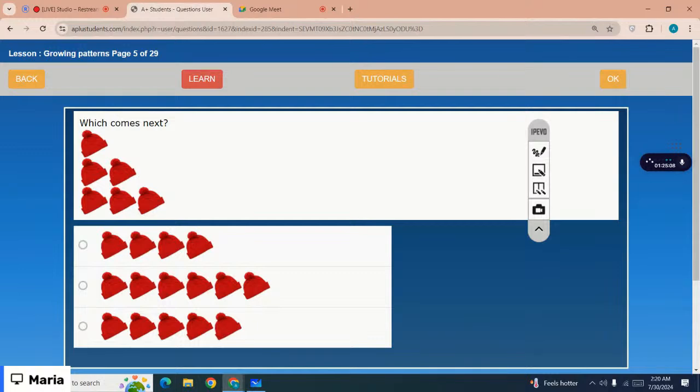Which comes next? Which is the correct option? That is option number 1 is the correct option, right? The caps are increasing by 1. So for the next one, you have 4.